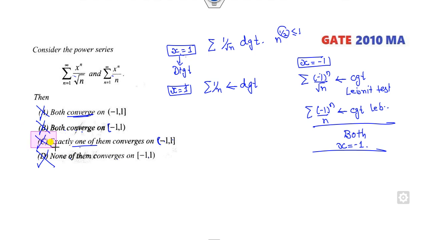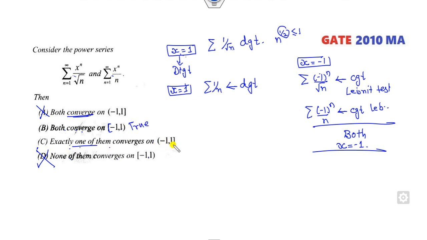Sorry, look at the third option. Exactly one of them converges on the open interval. How can you say which one is correct? Both converge on the closed interval at minus 1, that's correct. And the open interval at 1. So you can see both are not convergent. So this is the correct option.